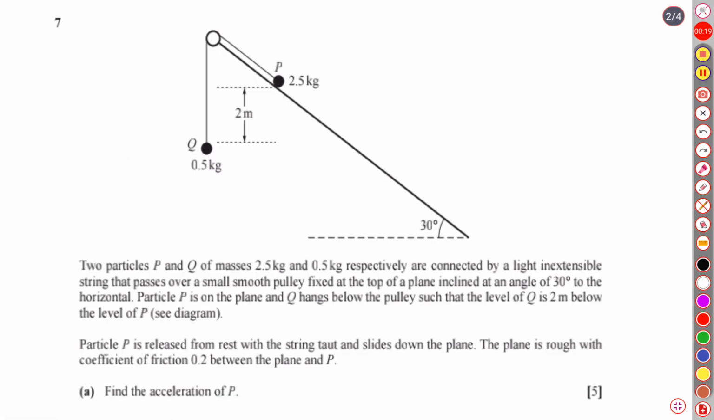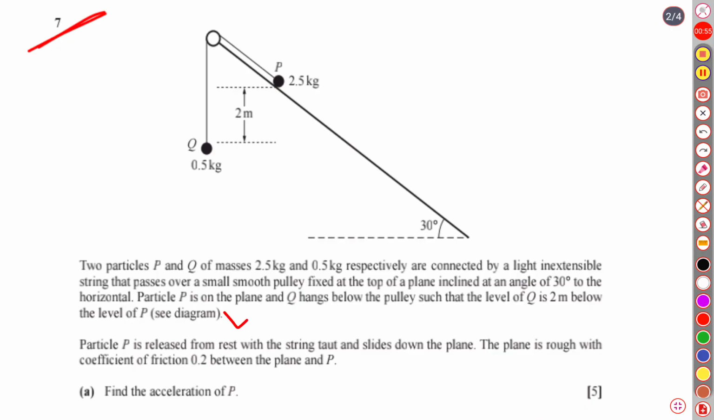We are going to solve question number 7, and it says two particles P and Q of masses 2.5 kg and 0.5 kg respectively are connected by a light inextensible string that passes over a small pulley fixed at the top of a plane inclined at an angle of 30 degrees to the horizontal. Particle P is on the plane and Q hangs below the pulley such that the level of Q is 2 meter below the level of P.